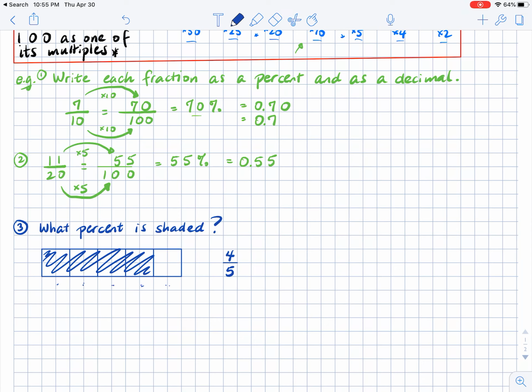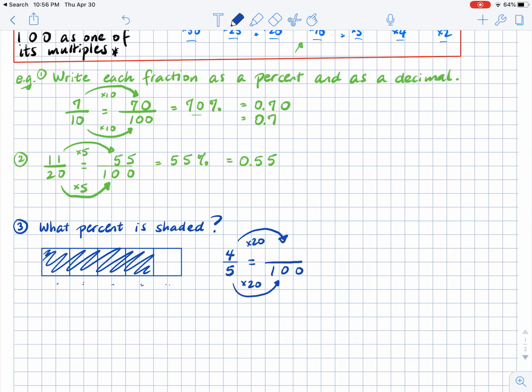So now if we know 4/5 have been shaded, we can convert 4/5 into a fraction over 100. So we're going to follow the same process as before. Again, think to yourself, how many times do you multiply 5 to get to 100? Because 100 is a multiple of 5. I know if I multiply 5 by 20, I will get 100. Again, whatever you do to the bottom, you have to do to the top, or the numerator. So I know that 4 times 20 will give me 80 over 100. Therefore, since it's 80 over 100 and percent means per 100, 80% of that diagram is shaded. So that's how you would work through a question like that.